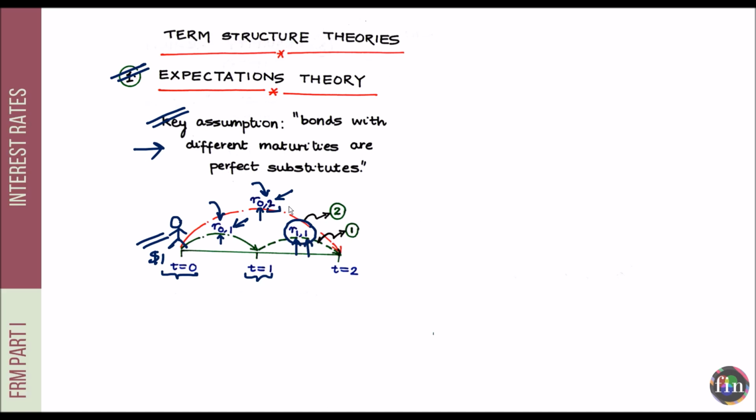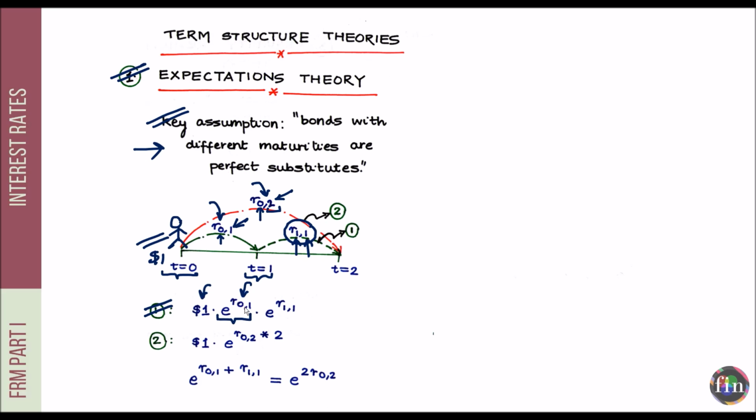I'm assuming here that these rates are continuously compounded. Therefore, in strategy 1, you will land up with a final payoff that looks like this: start with $1. This $1 grows at the rate R01, which is a continuously compounded rate, and hence the capitalization factor is e to the power of R01 times 1, because it's 1 year, and this is multiplied by another capitalization factor from time t equal to 1 to time t equal to 2.